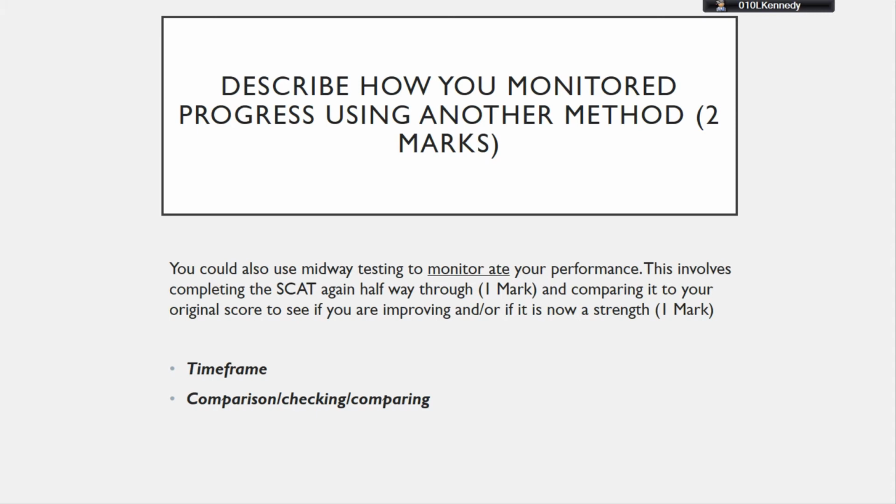Because when you're describing how you monitored, what the SQA are looking for is the time frame. So I did it halfway through again in the same way, and then for the 2nd mark they're looking for you to say you compared, you checked, or words to that effect, to the other method to see if it's now a strength or a weakness. So those were the 2 clear differences between those 2 questions. The first one is describing the method you used, the second one is describing how you monitored, and that's how we describe monitoring. We look for time frame and we talk about comparison, checking, comparing, etc. So stop here, check and change your answer and make sure you understand it.